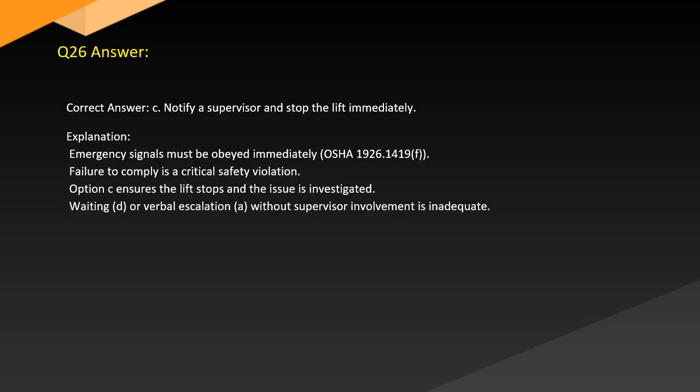Answer. Correct answer C. Notify a supervisor and stop the lift immediately. Explanation. Emergency signals must be obeyed immediately. OSHA 1926.1419(f). Failure to comply is a critical safety violation. Option C ensures the lift stops and the issue is investigated. Waiting (D) or verbal escalation (A) without supervisor involvement is inadequate.